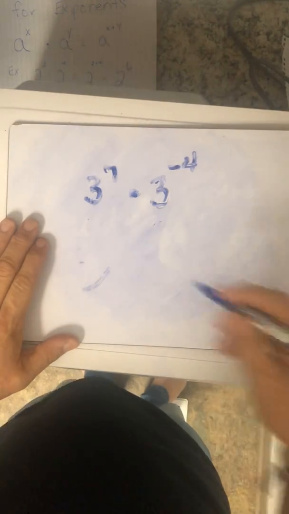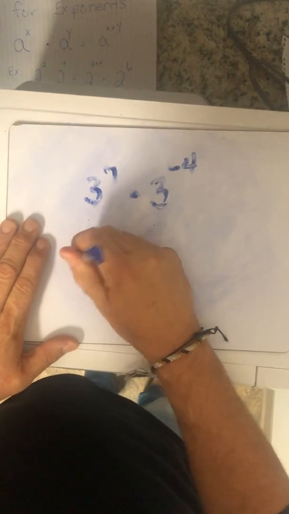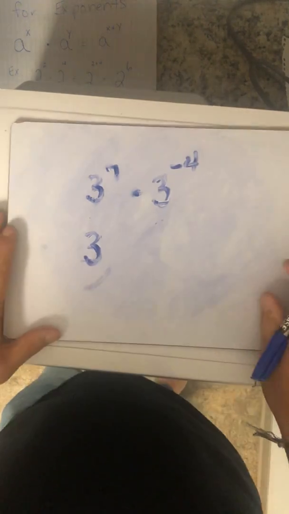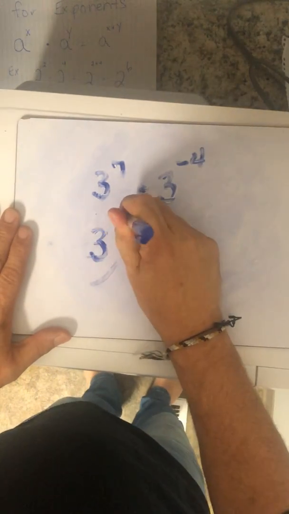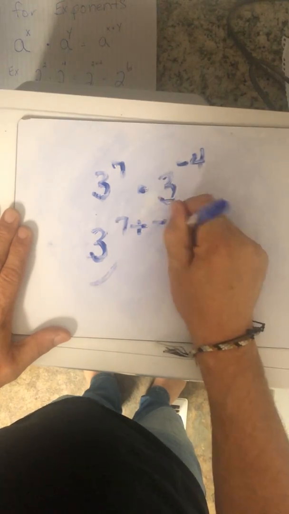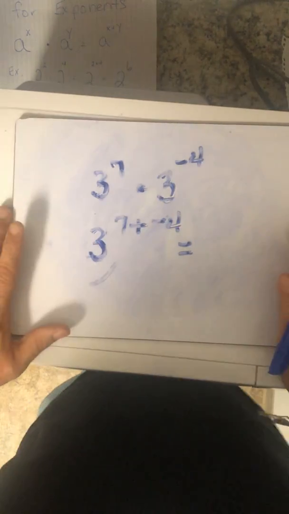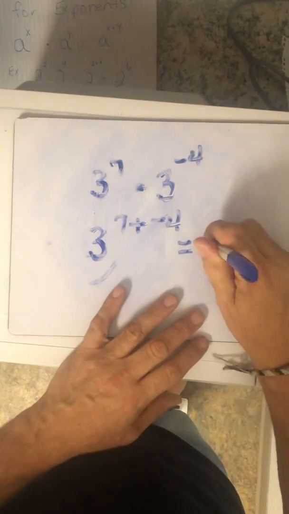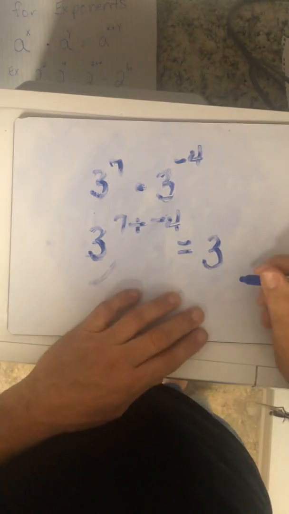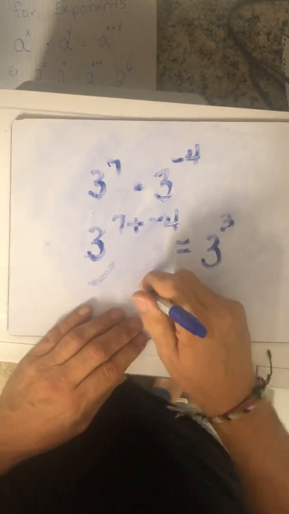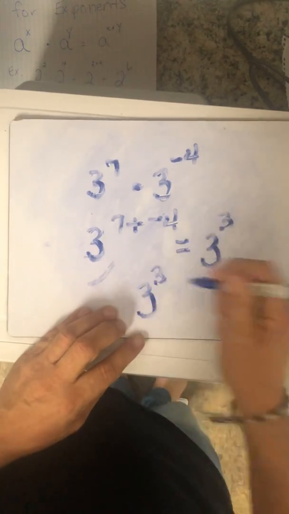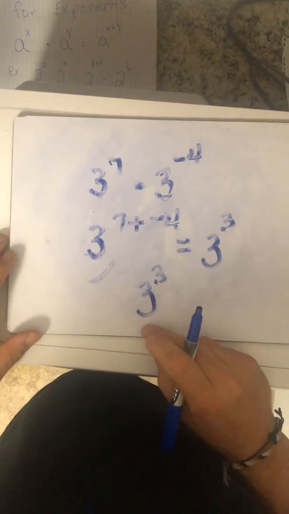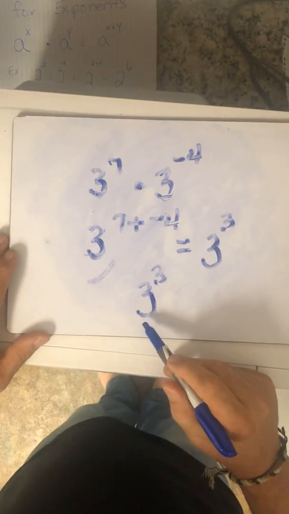Step 2 says to keep the base. So I'm going to keep my base of 3. And then it says to add the exponents, so that's 7 plus negative 4. And that gives me, as my final answer, 3. 7 plus negative 4 is 3. So my simplified answer is 3 to the third power. Now, if I asked you to evaluate that, you would tell me what 3 to the third power is, but I just want you to be able to simplify these right now.